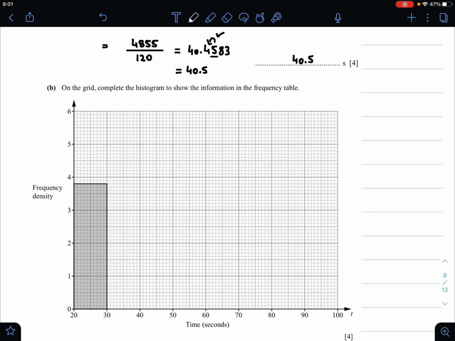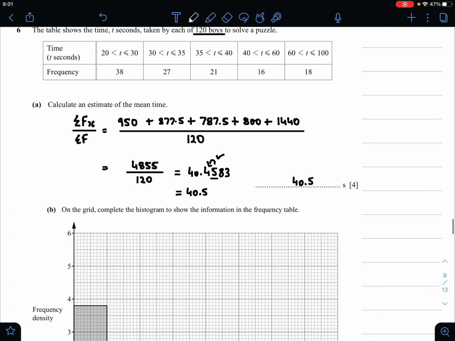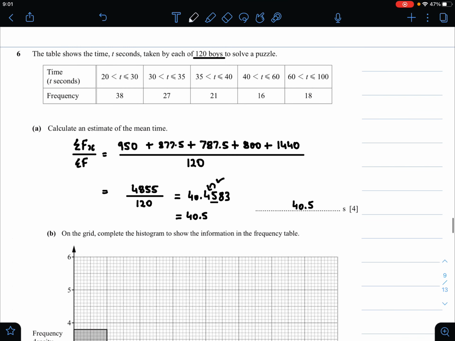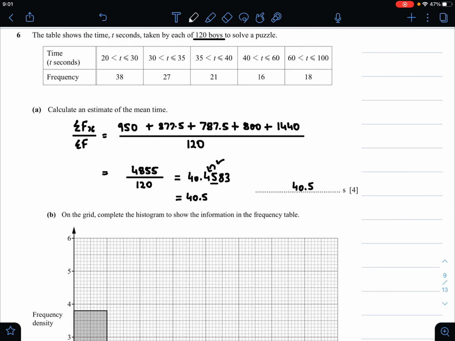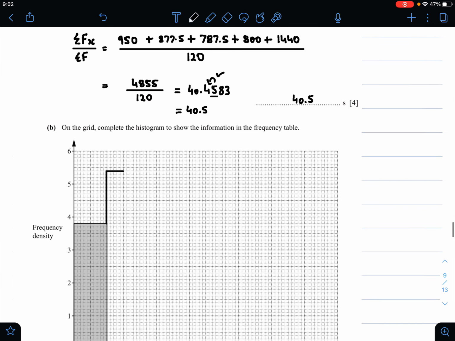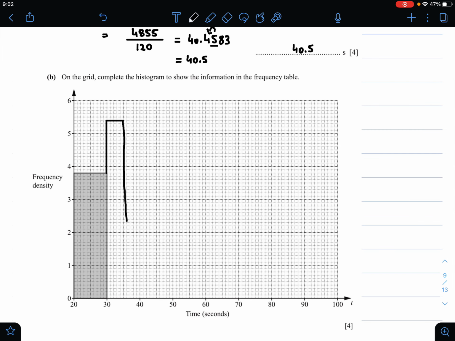Like that, you find the frequency density for each of the scenarios, and then you plot it on the graph. So the next one is 30 to 35, and the frequency is 27. So 27 divided by 35 minus 30, which is 5. So 27 divided by 5 is equal to 5.4. And 5.4 will come up here. So you connect the graph over here, and your class width, that is in time seconds, is 5. So the graph will only reach till 35.